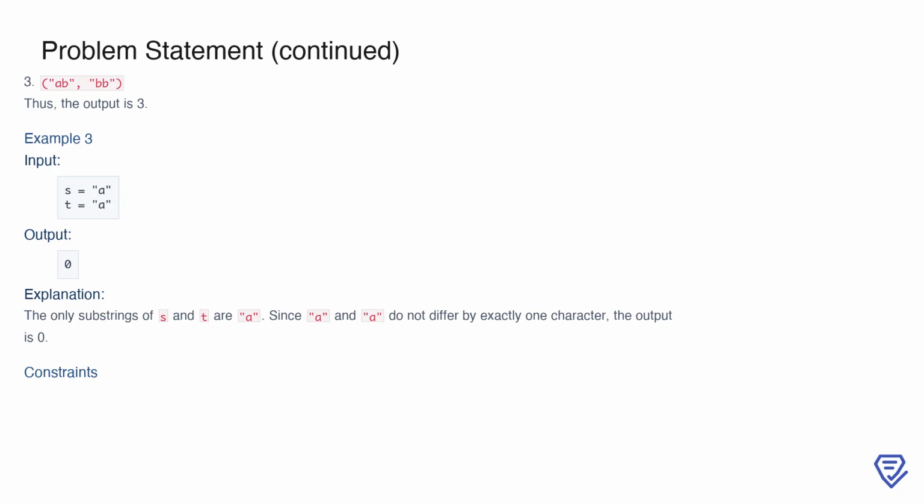Finally, let's look at a simpler example where s is a and t is also a. The only substring of both s and t is a. Since a and a are identical, there are no pairs of substrings that differ by exactly one character. As a result, the output for this case is simply 0. This highlights that if the two input strings are identical or consist of the same single character, there will be no valid pairs that satisfy the condition.